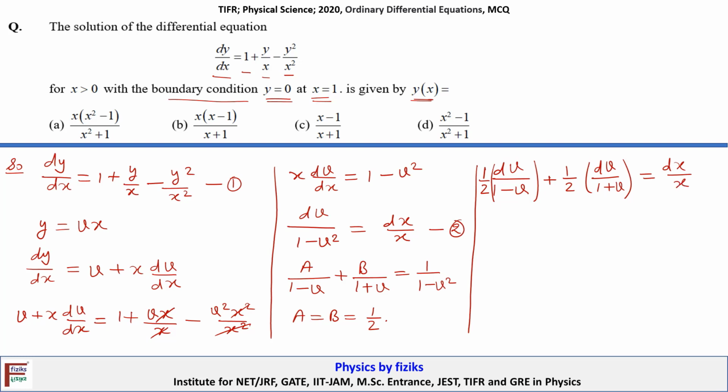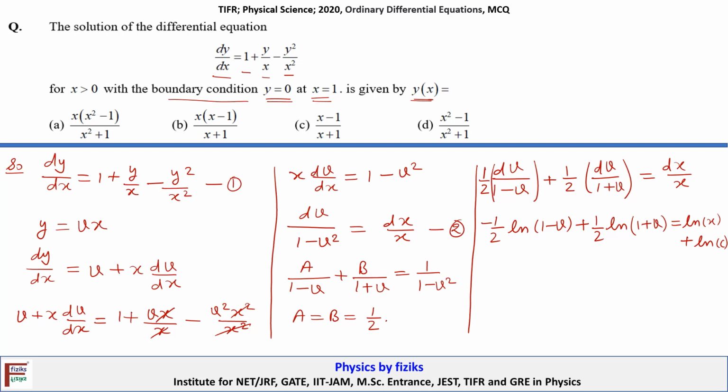Now integrating on both sides, we can write the integration of this term as minus 1 by 2 into ln of 1 minus v. This minus sign is due to the minus v present here. Now again integrating this second term, we can write it as 1 by 2 into ln of 1 plus v, which is equal to, again, this integration becomes ln of x, and now adding a constant term that is equal to ln c.